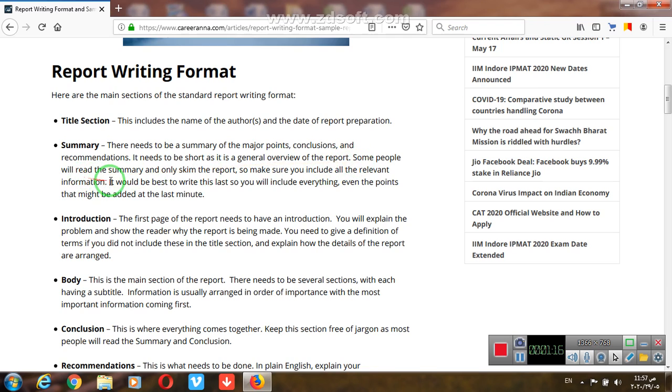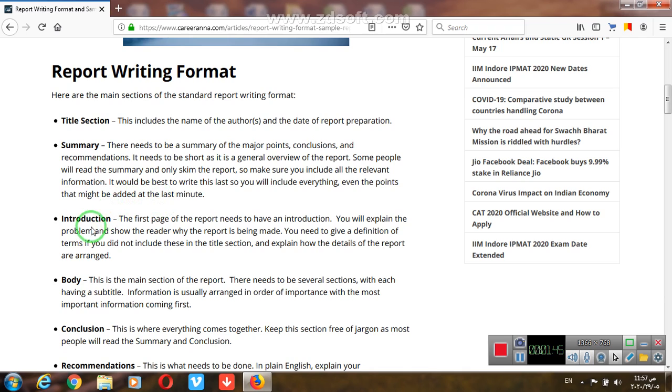Some people will read the summary and only skim the report, so make sure you include all the relevant information. Okay? Most people only read the summary, so be careful to mention all the main points in it. It would be best to write this last, so you will include everything, even the points that might be added at the last minute. Okay, all the important points must be included in this summary.